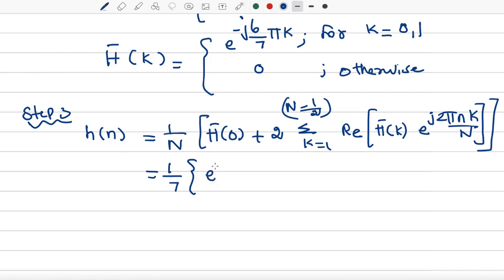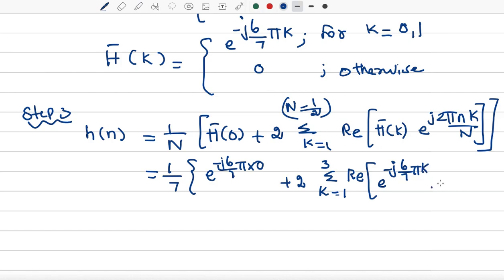That is e power minus j 6 by 7 pi for k equal to 0, plus 2 into summation k equal to 1 to (N minus 1) by 2, that is (7 minus 1) by 2, 6 divided by 2, that is k equal to 1 to 3, of the real part of H gap of k. What is H gap of k? Here this is e power minus j 6 by 7 pi k into e power j 2 pi n k by N.